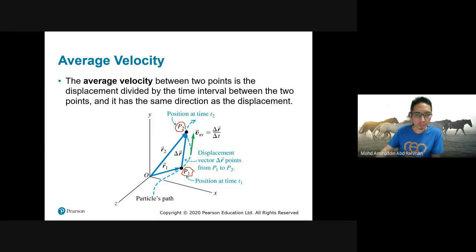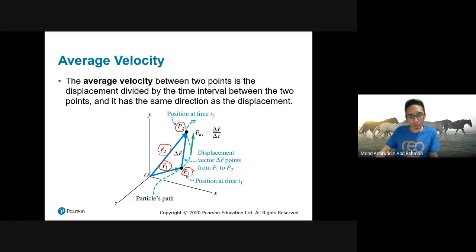Right, so first you must know the position vector at P1, which is defined by R1. Then you also need to know the position vector at P2, which is defined by R2.